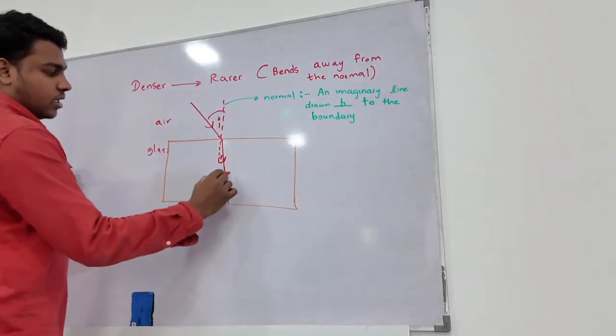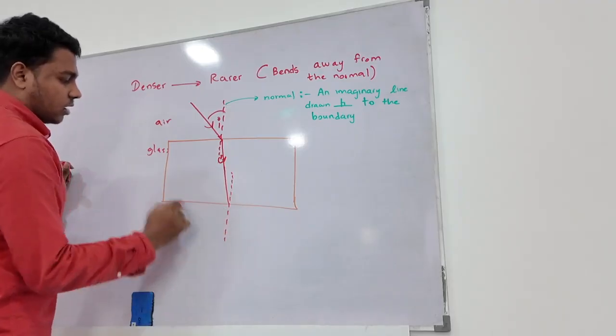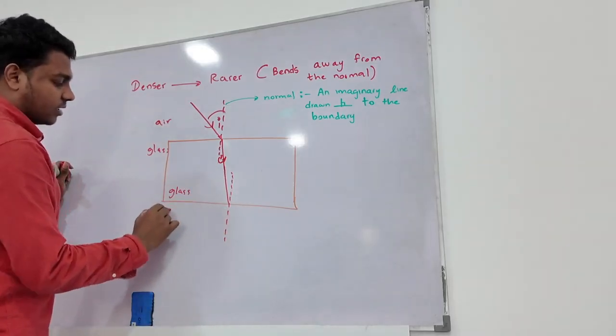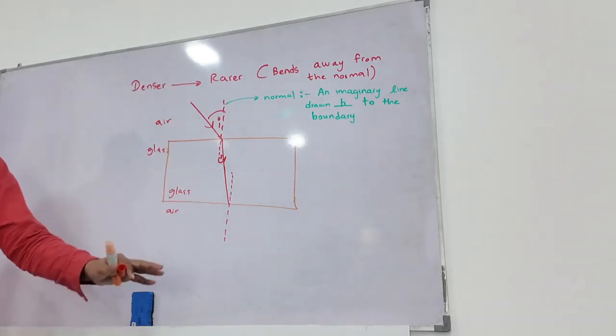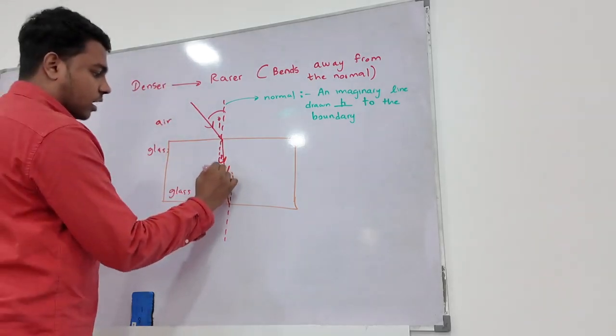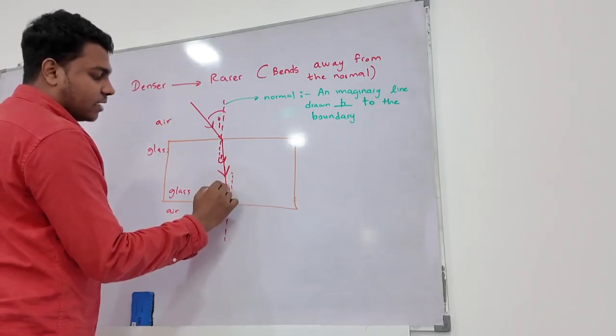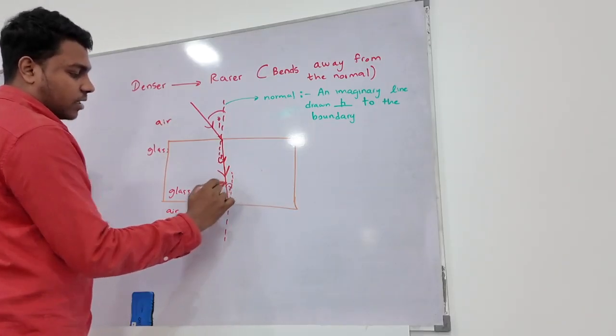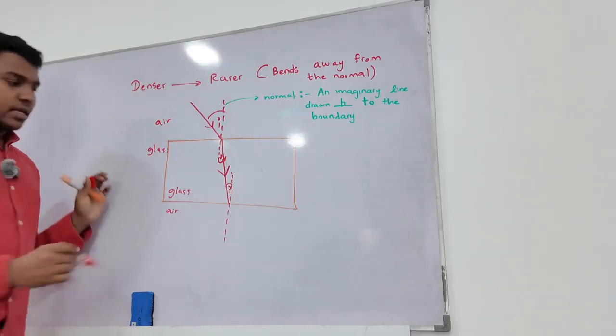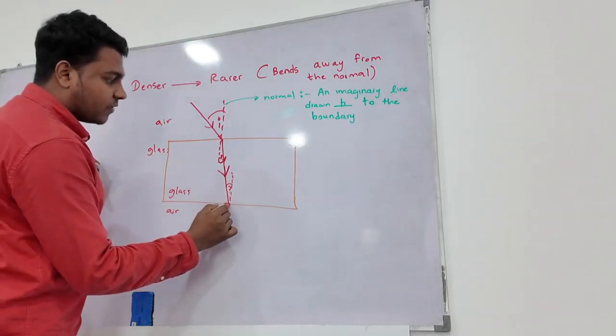To this point. Then again we are going to have to draw the normal. Now can you understand? This is glass and this is air. So now it's denser to rare, glass to air. This angle will be the incident angle, basically this will be equal to R. Then what will happen? The ray will be moving away from the normal.